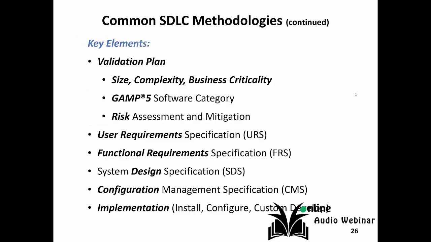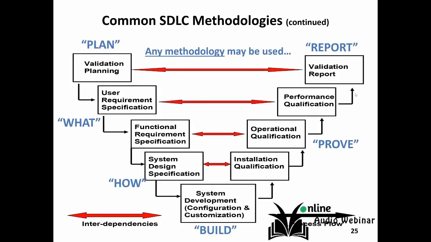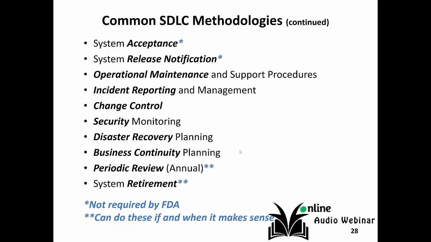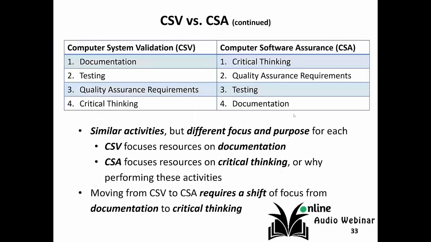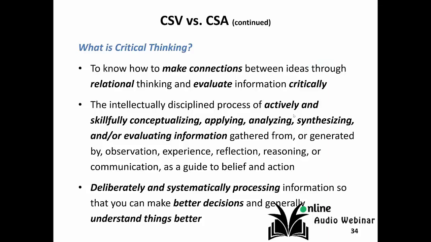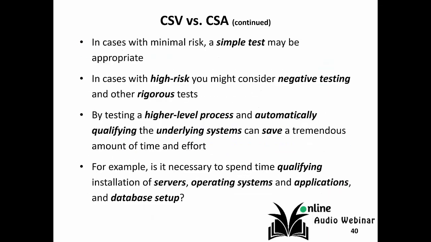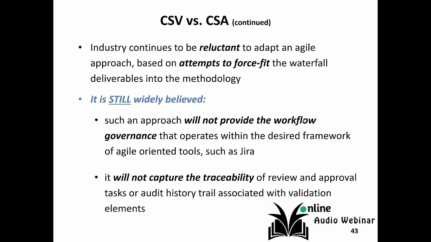Now, GAMP 5, the V model, this is the V model from GAMP 5 from the ISPE. So the key elements are the validation plan. Now, the document-centric waterfall methodology, the one in 1983, was a hindrance to efficient software development, testing, and release. Now, CSA, CSV. CSV, again, it's documentation-driven, deliverable-driven. So what's critical thinking? Making connections, evaluating things critically. So in cases where there's minimal risk if a requirement fails, a simple test may be appropriate. But industry has been reluctant to adopt Agile.